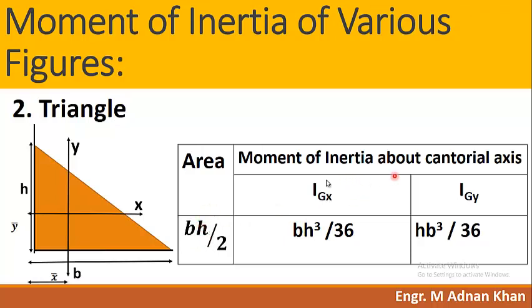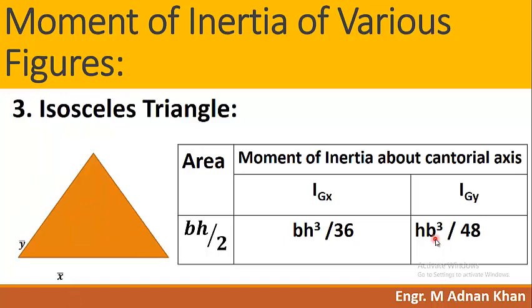Similarly, the moment of inertia for the right angle triangle about the x-axis will be equal to bh cube divided by 36, and the moment of inertia about the y-axis will be equal to hb cube divided by 36. So there is also a minor difference of b and h. For the x-axis we take the cube over h, whereas for the y-axis we take the cube over b. So don't get confused.